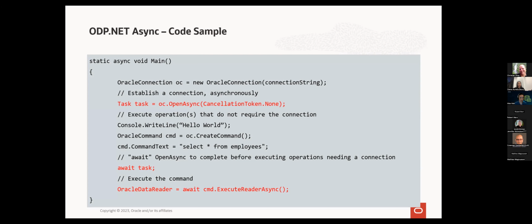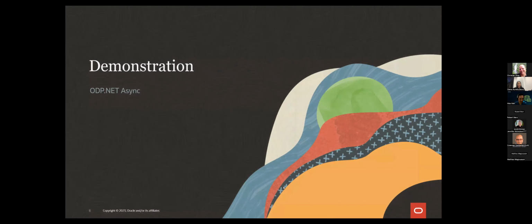Here's what some code would look like in an async example. We have this OpenAsync call for opening your connection asynchronously. Then you can do a bunch of other operations which don't rely on the connection being open yet, things like writing to the screen if it's a command line operation, creating the command, and then setting up that command for the connection. And then when you're about to execute it, you say await task so that this task returns. Then you can execute your read, because obviously you need the connection in order to execute your command. So let's see a quick demo of that.